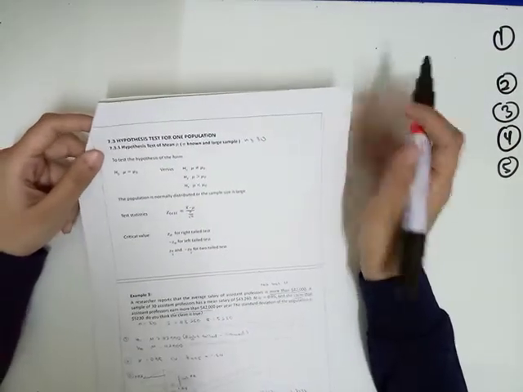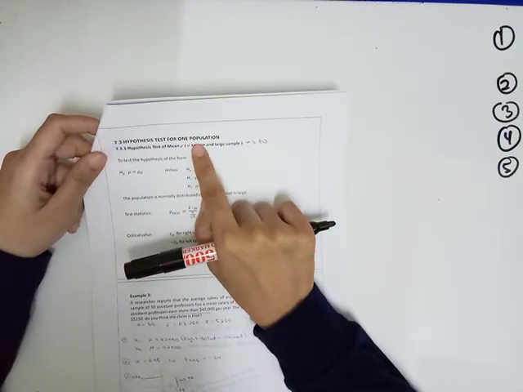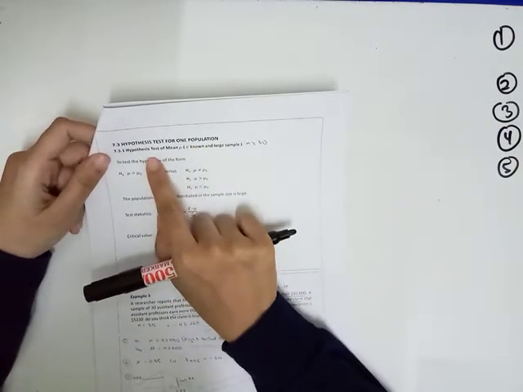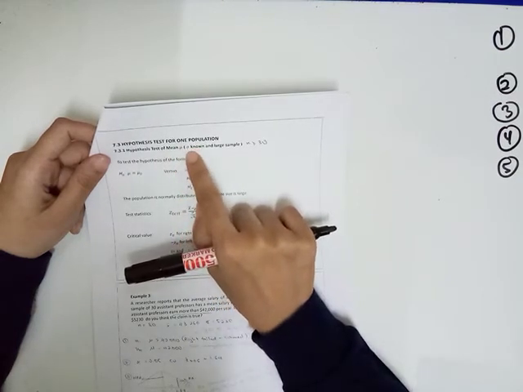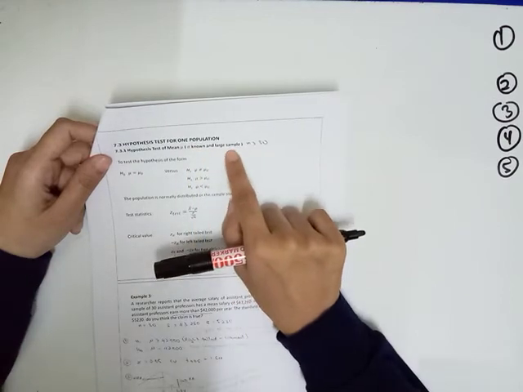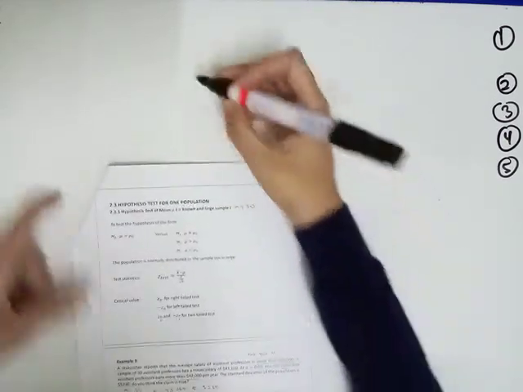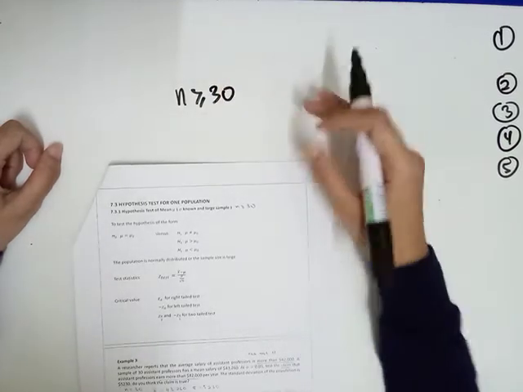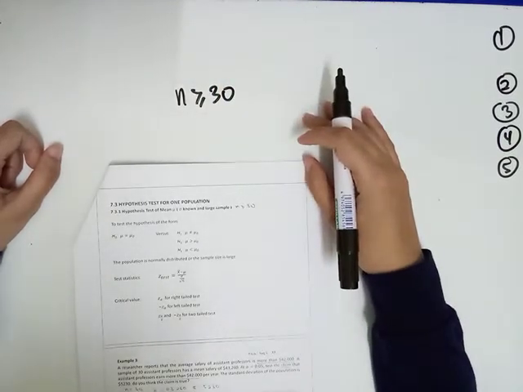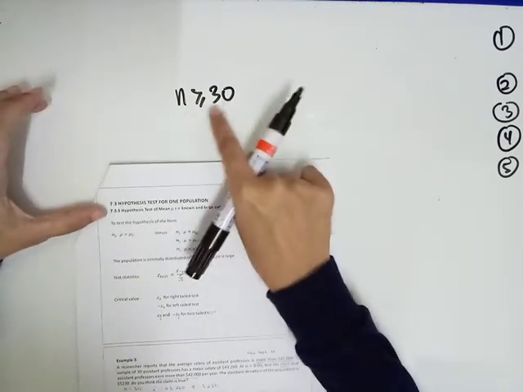Alright, look at the first topic of hypothesis testing: hypothesis test for one population. It means we need to test the hypothesis of the population mean when the standard deviation is known, the population standard deviation is known and the samples are large, that is, when n is more than or equal to 30.